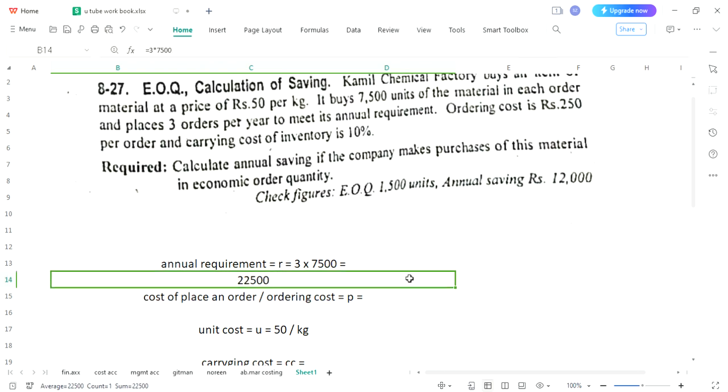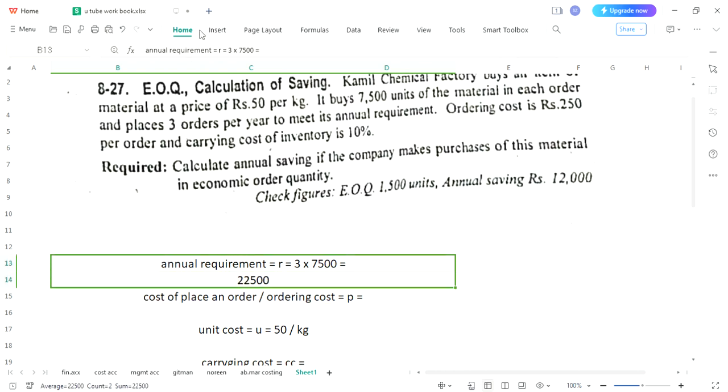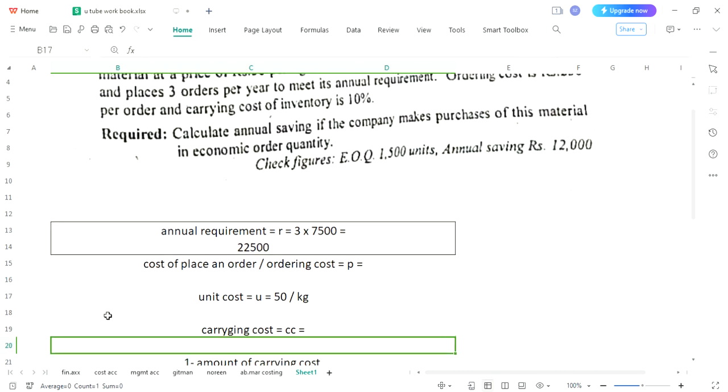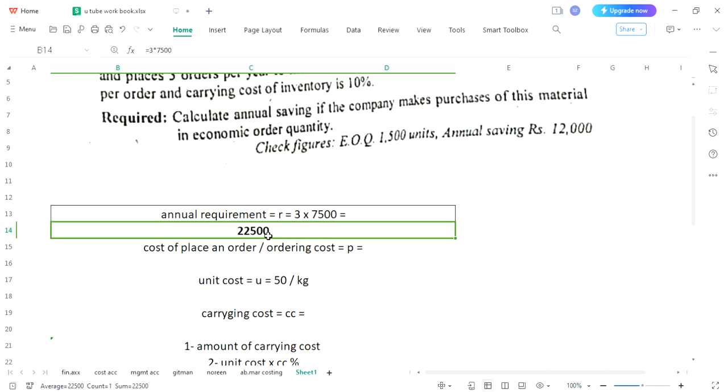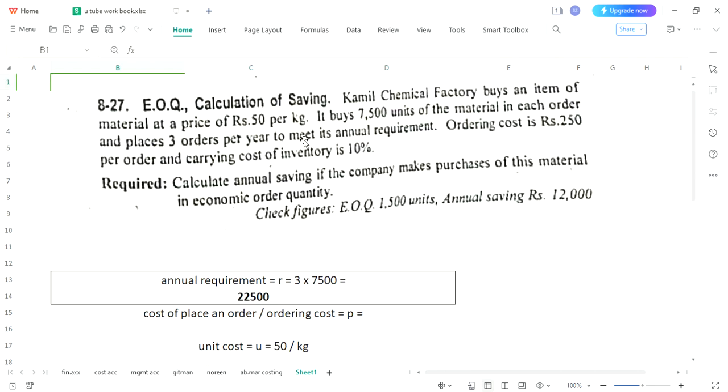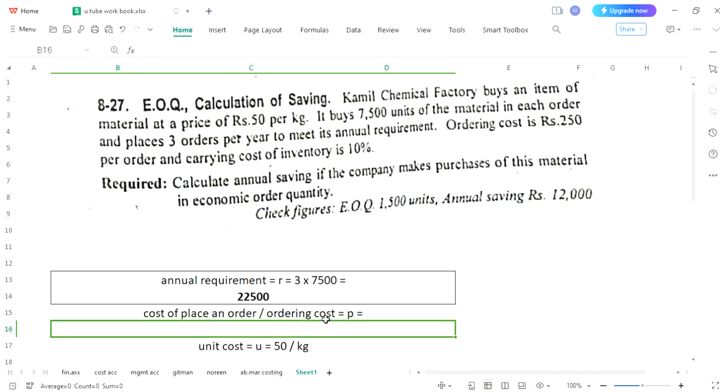So guys, in this way your annual requirement would be completed, and let's mark it as it's an important part of our formula. So the first input we have marked, and what is that? Annual requirement, and we have calculated it as 22,400. Okay, highlighting it. Let's go back to the question and see what else is given. Ordering cost is 250 per order. Ordering cost, and this is the cost of placing an order.